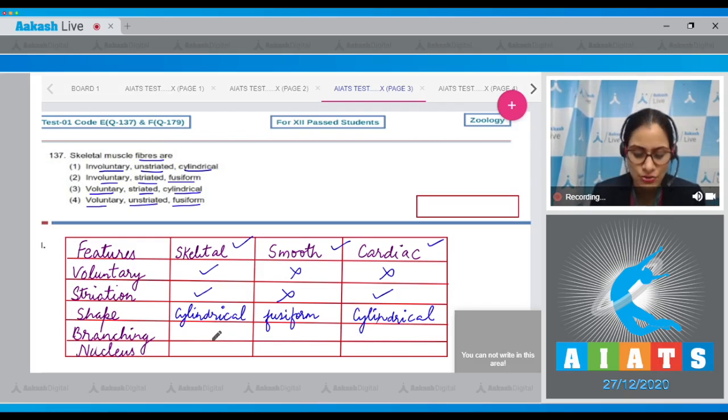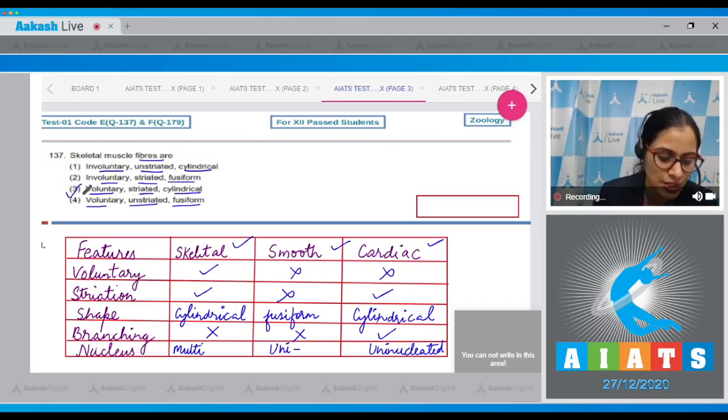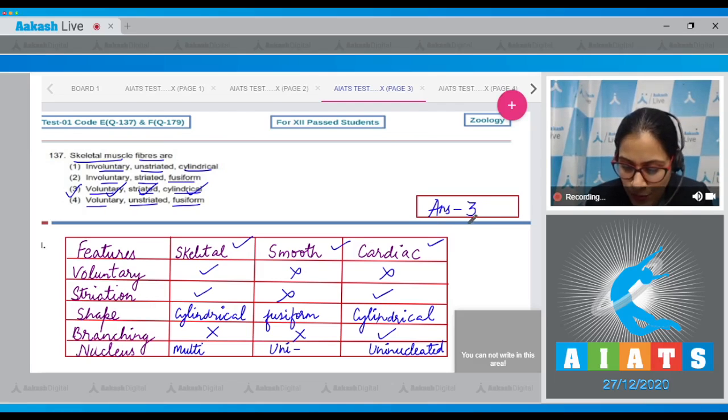On the basis of branching, skeletal muscle fibers and smooth muscle fibers are unbranched, whereas cardiac muscle fibers are branched. On the basis of nucleus, skeletal muscle fibers are multinucleated, smooth muscle fibers and cardiac muscle fibers are uninucleated. So the correct answer to this question is option number 3. Skeletal muscle fibers are voluntary, striated, and cylindrical. So the correct answer is option number 3. Let's proceed to the next question.